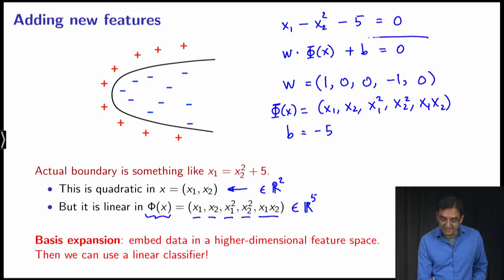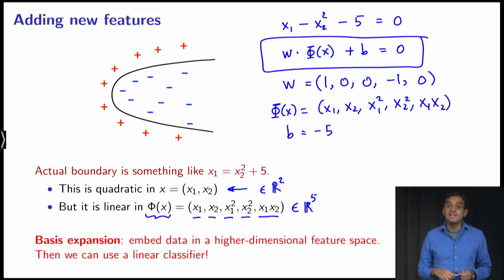So our boundary is literally of this form. It is linear in the expanded representation. Essentially, we take our two-dimensional data and embed it in a higher dimensional space, in a five-dimensional space. And the decision boundary that's quadratic in the two-dimensional space is just linear in the embedded five-dimensional space. So we can just go ahead and look for a linear boundary in the five-dimensional space.